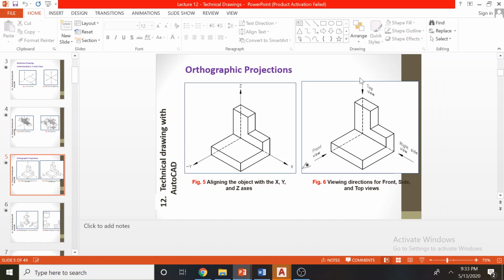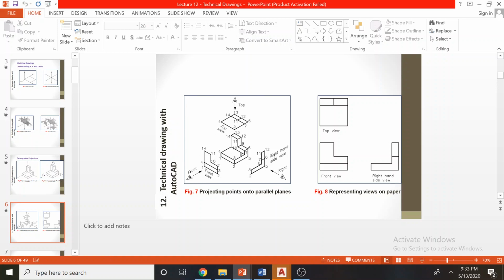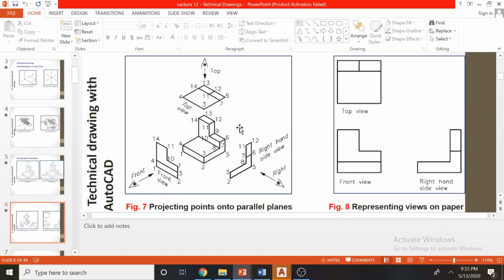What we can see is going to be projected onto a paper. Those projections are called orthographic projections. We directly look at this object, we don't look at an angle, so that's why it's called orthographic. And these are the views we can see when you directly look at the object.